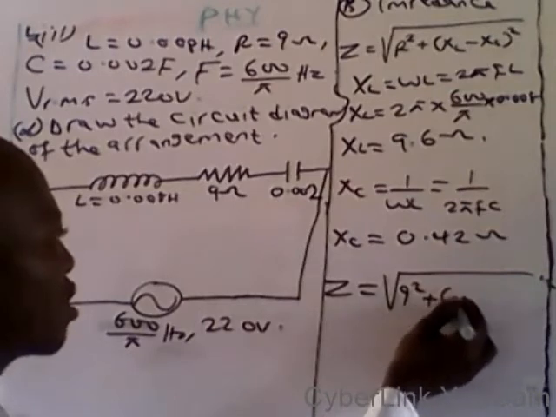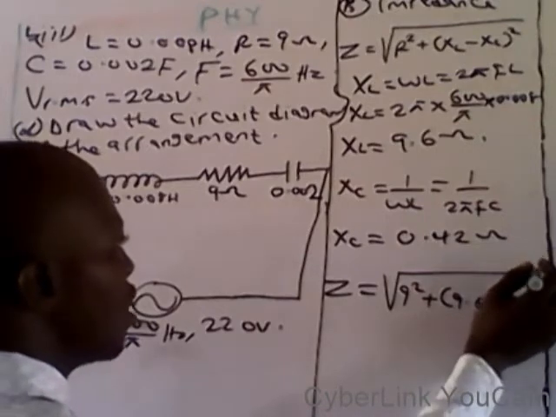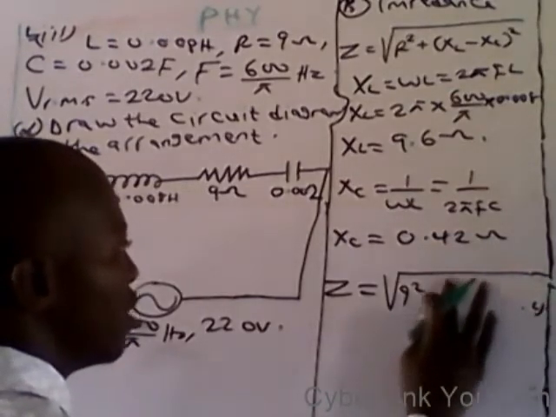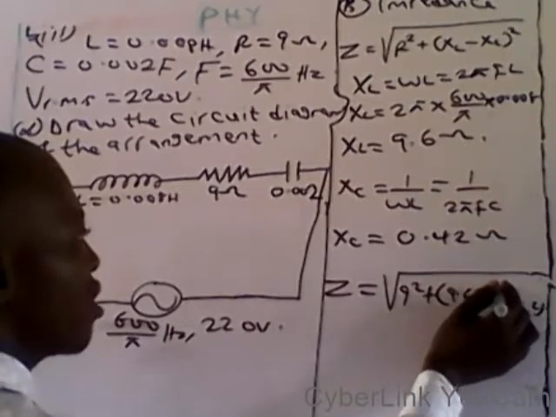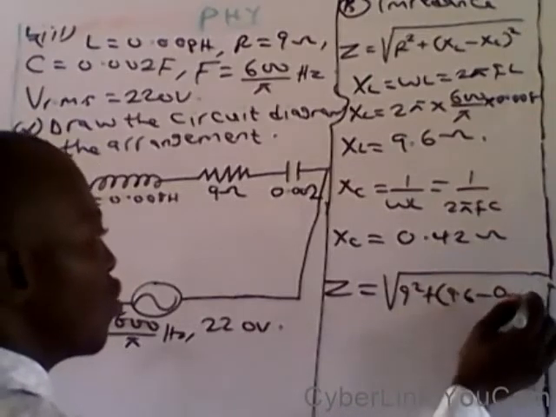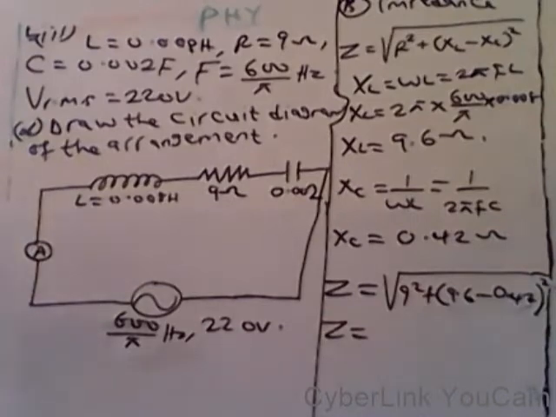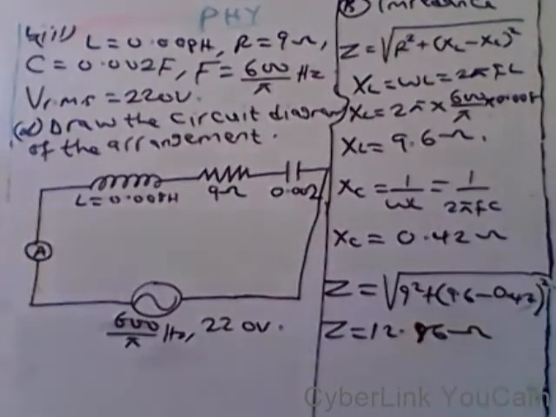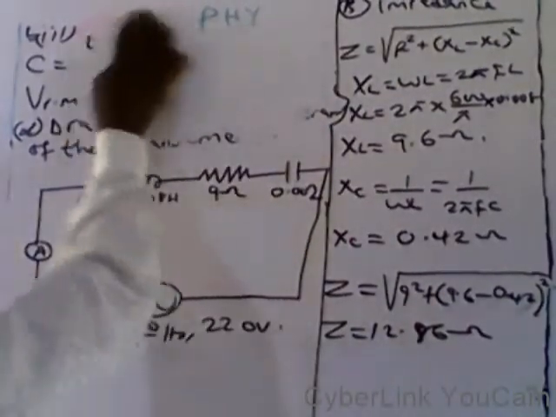Now, substituting all those in the expression, we have Z equals square root of our R is 9 squared plus (9.6 minus 0.42), everything squared. Use your calculator to find that. Our Z is going to be 12.86 ohms. Don't forget the unit. 12.86 ohms.